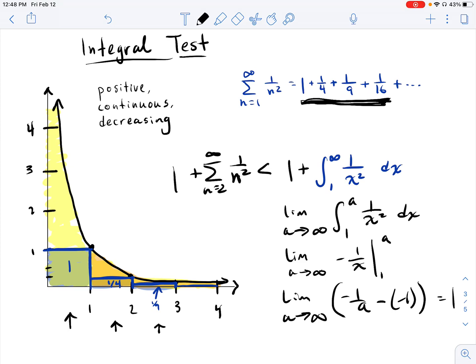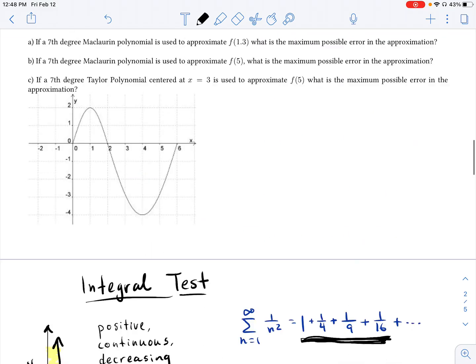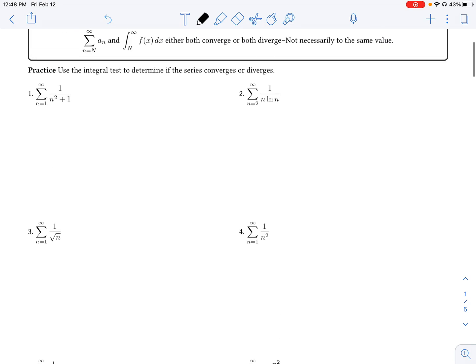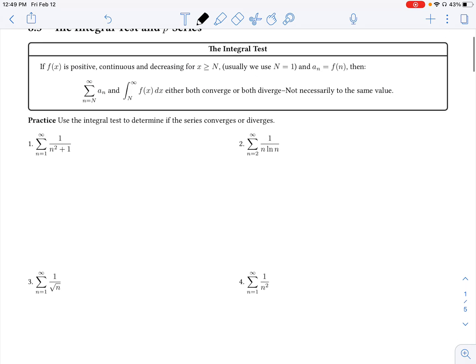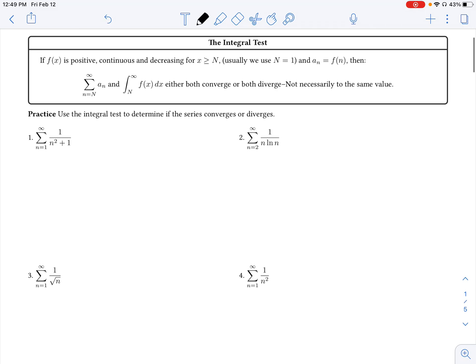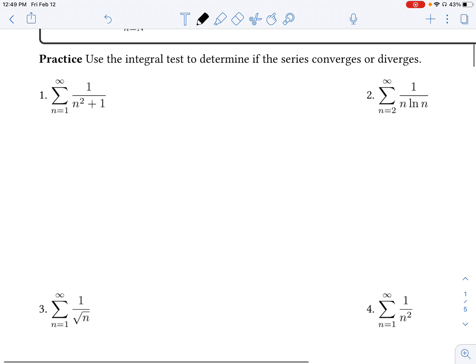So again, I encourage you to watch that video. It does a much better job of articulating this reasoning, but hopefully that makes sense to you. And if you've done that, now let's try a couple of quick problems with this. I'm going to just do the first two because I think for the rest you can use either the integral test or the P-series test, which I'll discuss in the next video. So let's try something like number 1, which is a pretty similar problem here.